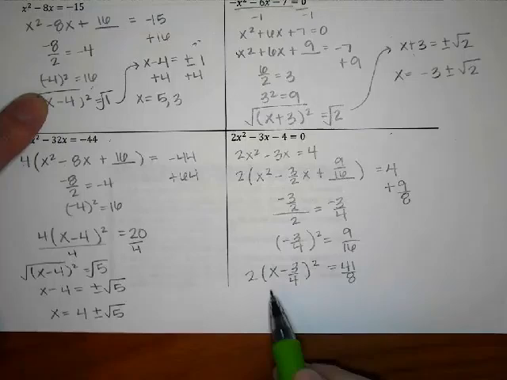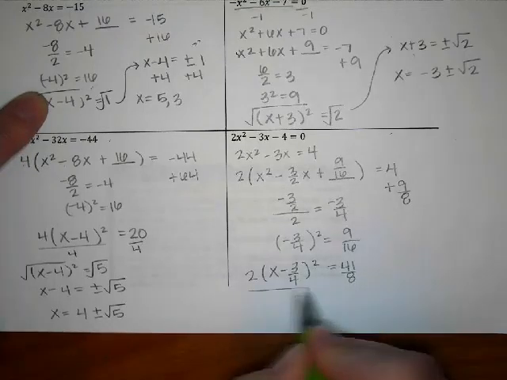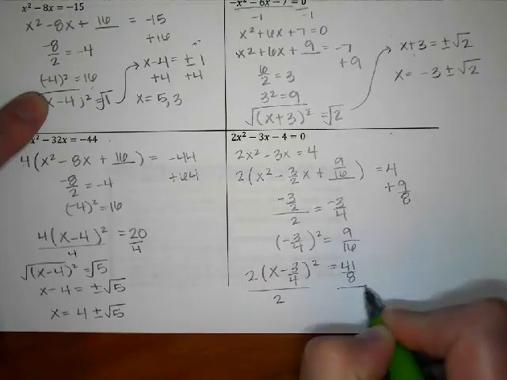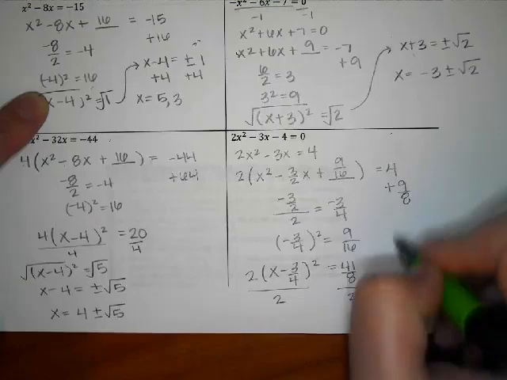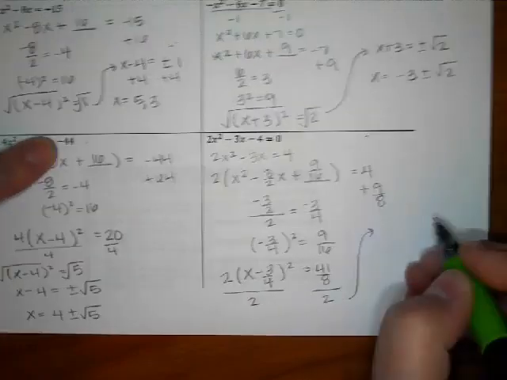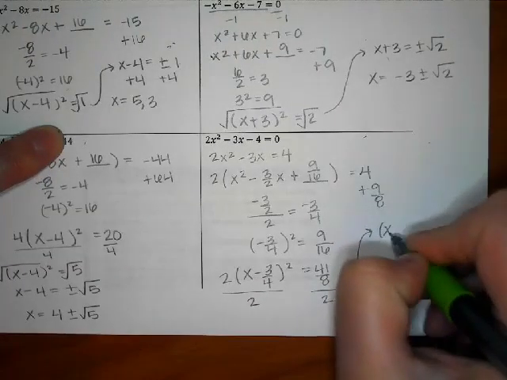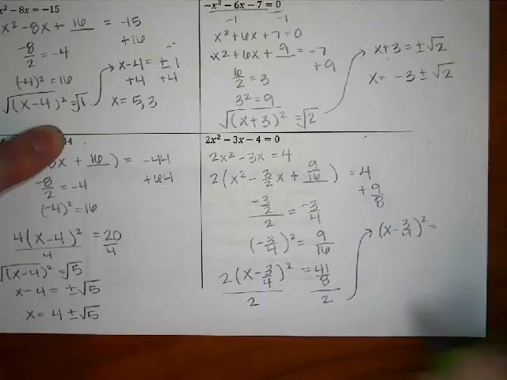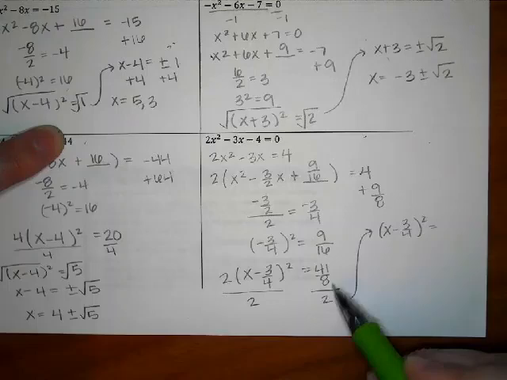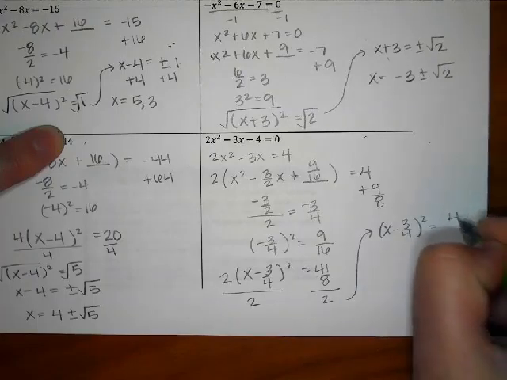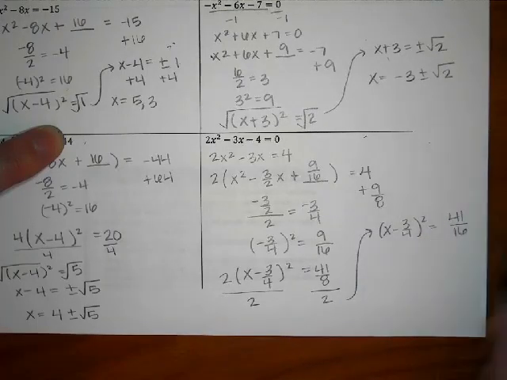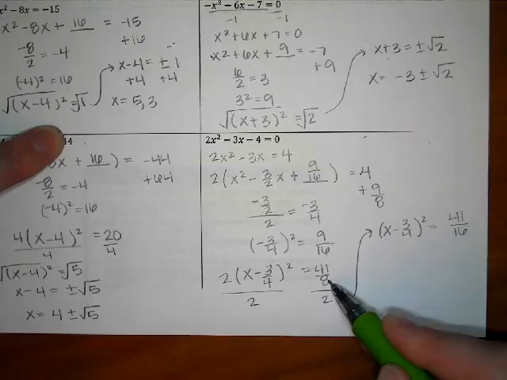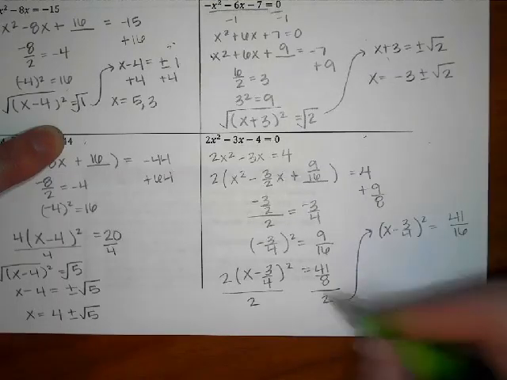The first thing I'm going to do is divide by 2. So I have x minus 3/4 squared. 41 over 8 divided by 2 is 41 over 16. So whatever was in the denominator is going to get doubled. It's divided in half, which means it doubles the denominator.